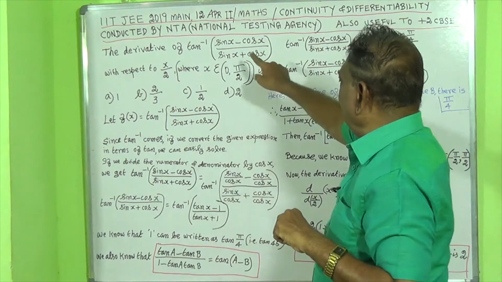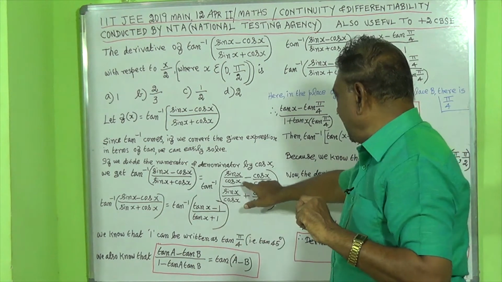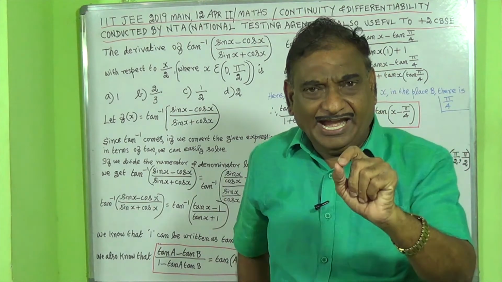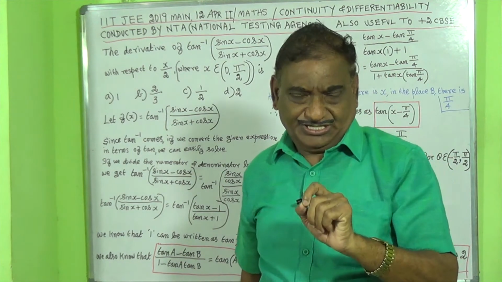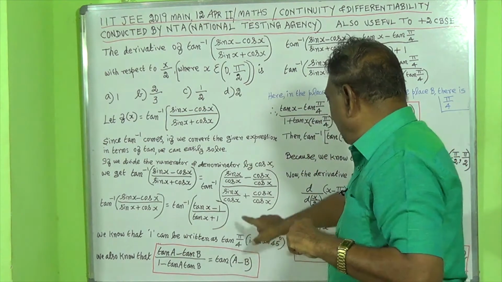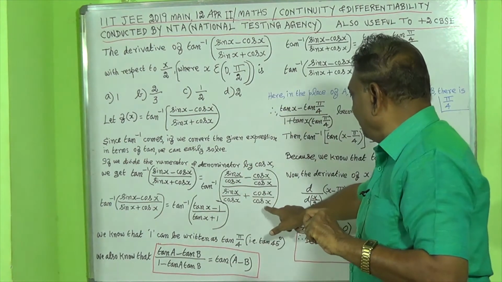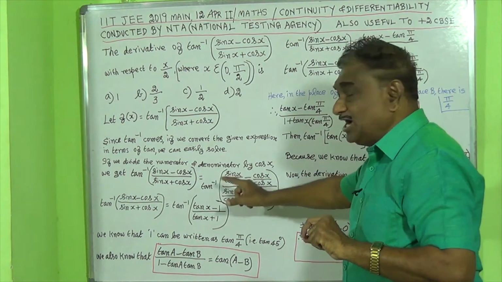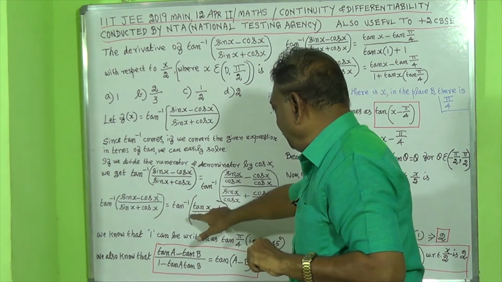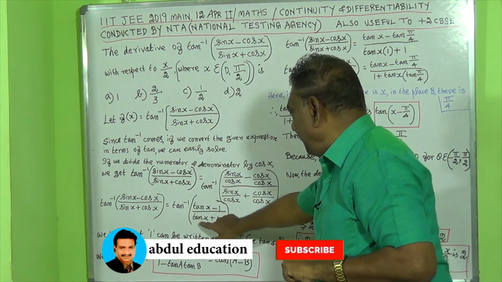So if we divide sin x by cos x, we will get sin x by cos x. If we divide cos x by cos x, we will get cos x by cos x. Similarly, in the denominator, sin x by cos x plus cos x by cos x. Thereby we will get (tan x minus 1) by (tan x plus 1). That is the tan inverse of (tan x minus 1) by (tan x plus 1).